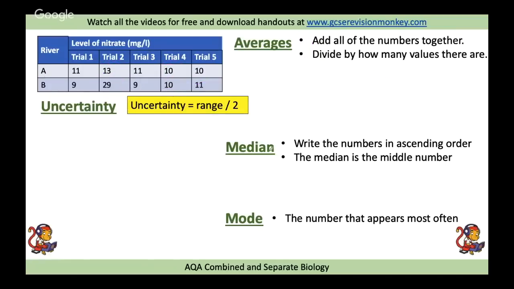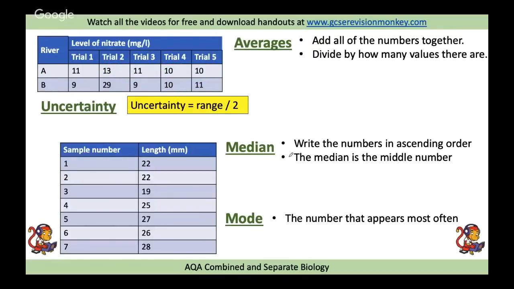Median then. Next, write the numbers in ascending order. The median is the middle number. So if we took these results here, we would write them in ascending order: 19, 22, 22, 25, 26, 27, and 28. So make sure you can write it out like this and also then choose the median number correctly. And the mode is the one that appears most often. So in this case, 22 appears twice. So that is our mode.